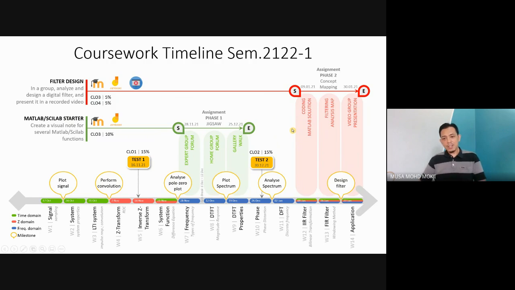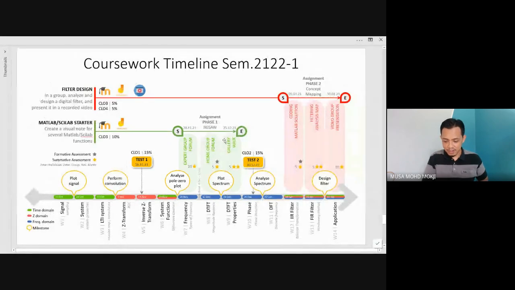Okay, so any questions so far? Those are our plans for this semester: all the topics, the milestones, the tests, and the assignments that you will have. Hopefully it's clear. No question means clear. But if you have any questions later, you can ask, or you can just write your questions in the chat section. We have a chat section in this Google Meet, so you can write your question there.